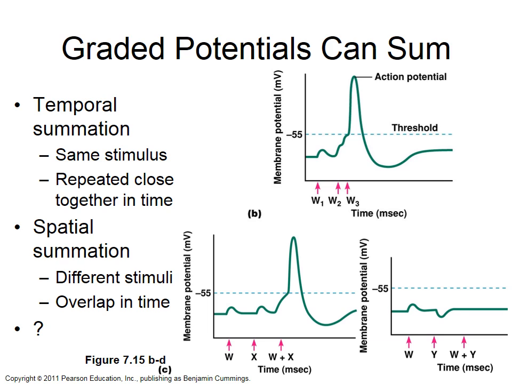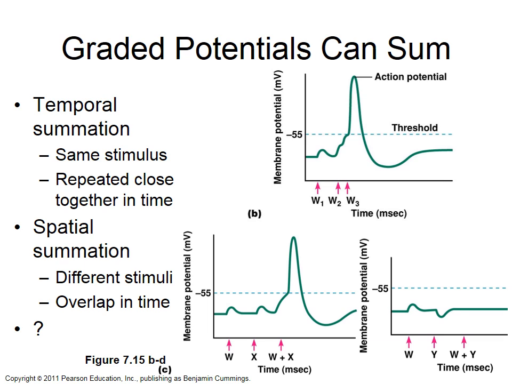Graded potentials, as I already mentioned, can sum. Action potentials don't sum. Graded potentials can sum in one of two ways. Temporally, that's the same stimulus happening really fast over and over, or spatially, where you get different stimuli that overlap in time. Up here, we have temporal stimulation. We already looked at this figure. This is the same ligand-gated ion channel opening over and over again. When it stays open for a longer period of time, even more sodium can get in, we bring the axon hillock to threshold, and an action potential fires.